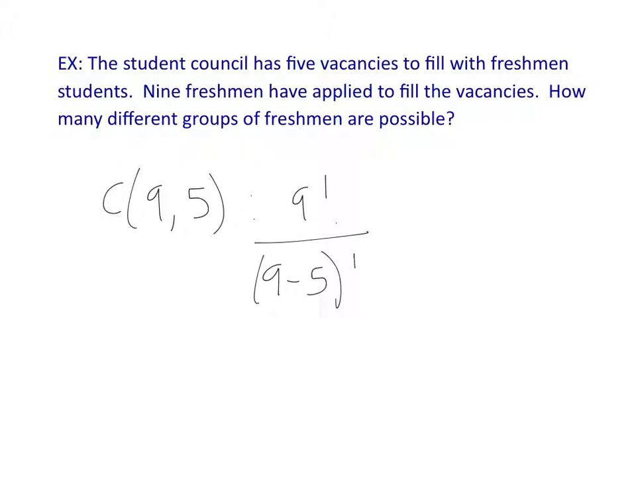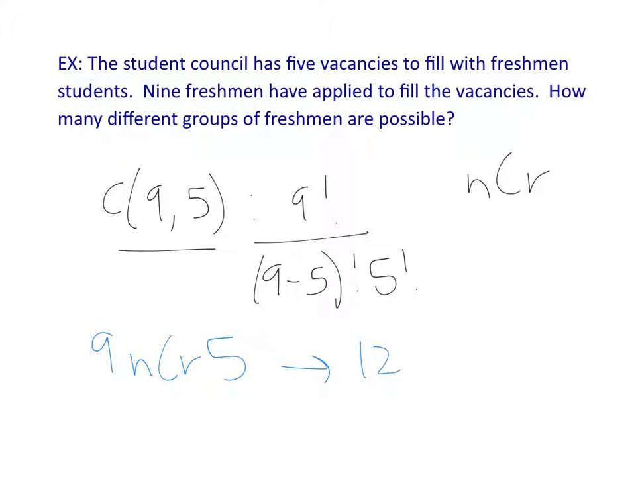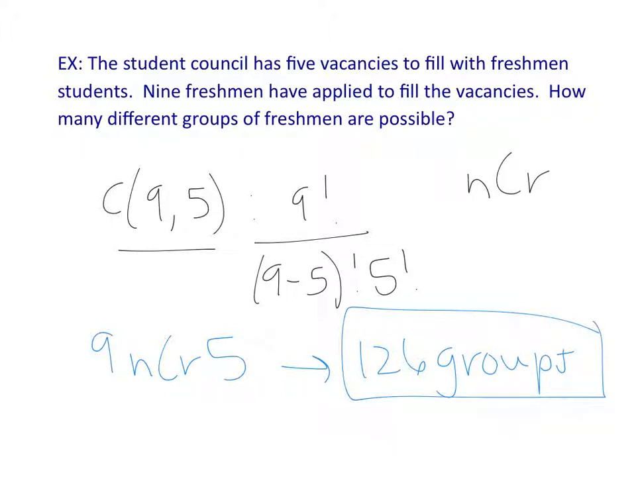(9 minus 5) factorial times 5 factorial. Or on your calculator, go ahead and locate the PRB button, and where you see nCr, that stands for combination. So we want now a combination of 9 choose 5, so this is going to be 9, type in your calculator, nCr, and then type in 5, and you should get 126 different groups of freshmen possible to fill the vacancies.